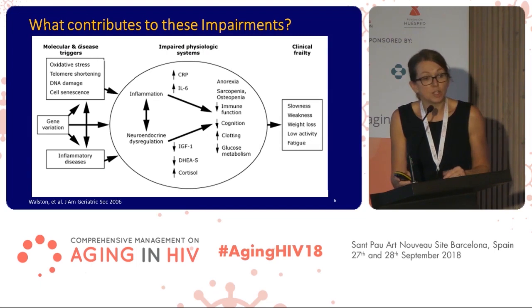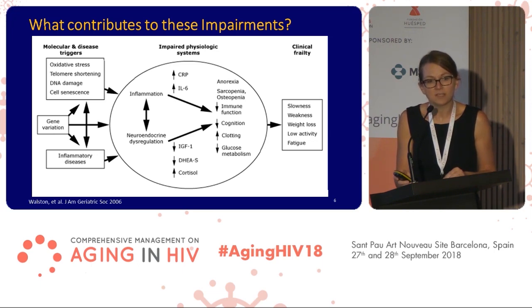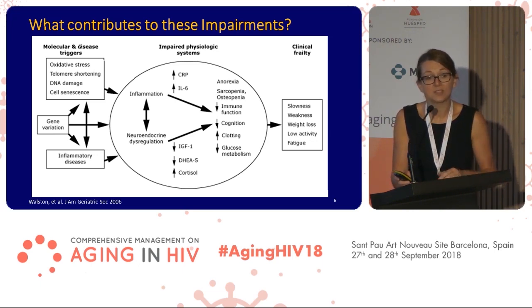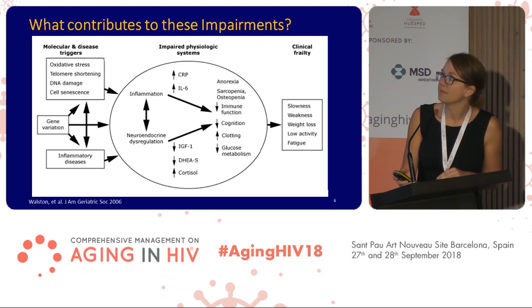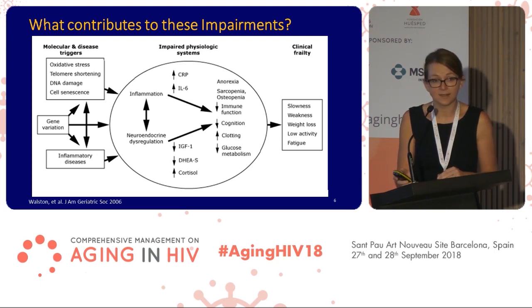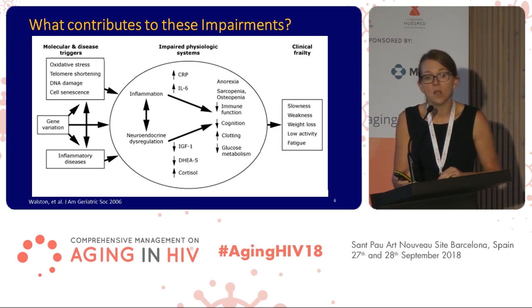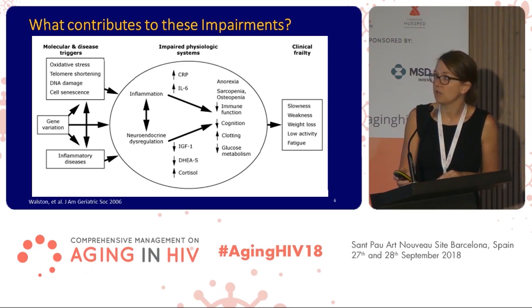So what factors contribute to frailty? This is one of the things that first sparked my interest in frailty, is how similar this proposed mechanism of frailty in people without HIV is to what we see in HIV. Many of these factors are things that we've talked about in the last couple of days, such as molecular disease triggers like oxidative stress, telomere shortening, DNA damage, and cell senescence. A lot of these are thought to be the primary contributors to frailty in the general population without HIV.